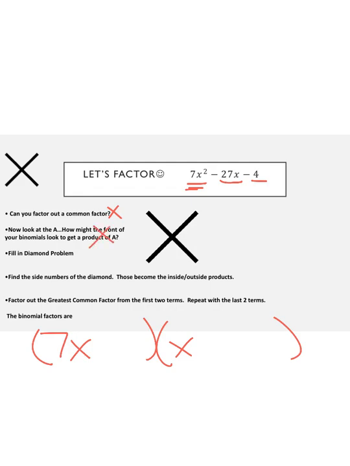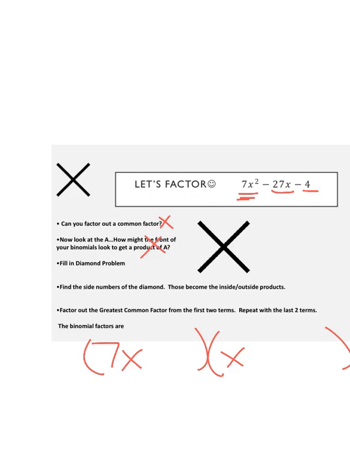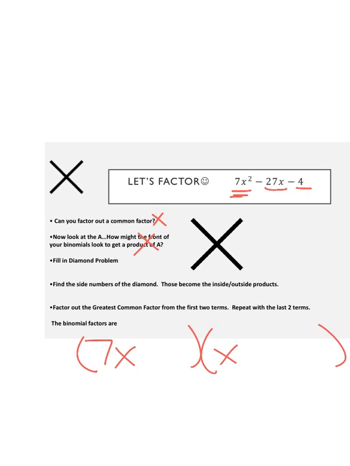And then we're going to go ahead and use our diamond problem. You don't have to use a diamond problem, but it's one way of keeping track. The diamond problem is set up this way. We're going to look at our a and our c, and that a times c is going to be the product up top, and the b is going to be our bottom part. In this case, a times c is negative 28, 7 times negative 4, and b is negative 27.